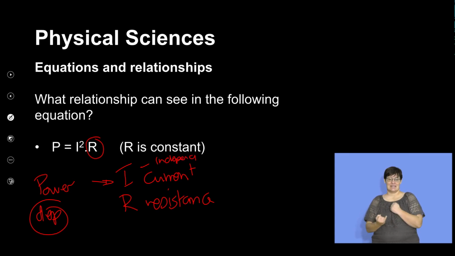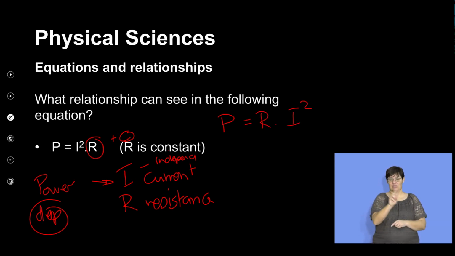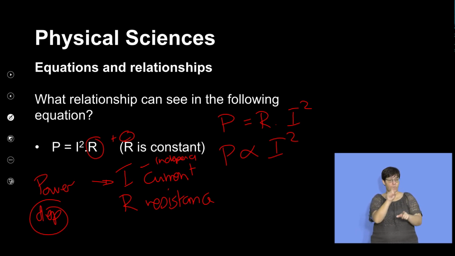Now, if we just look at that, it's in the form of y equals mx plus c, and c is 0. There's no constant there. There's a 0 added. So we can say that P is equal to R times I squared. And as a result of that, we can say P is directly proportional to I squared. The R being the constant would represent the gradient.